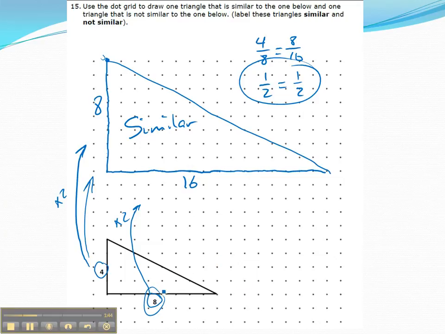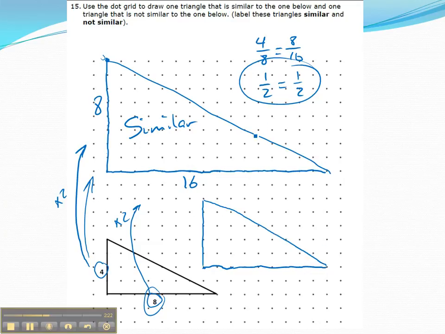Now, when I draw my triangle that is not similar, I'm going to use a method that I've seen some of you use just to emphasize that it doesn't work. I'm trying to see if I have enough room here. Okay, I'm going to start right here. I'm going to add 1 to both of these dimensions. So 8 plus 1 is 9. 1, 2, 3, 4, 5, 6, 7, 8, 9. Then I'm going to add 1 to the 4, giving me a height of 5. 1, 2, 3, 4, 5.